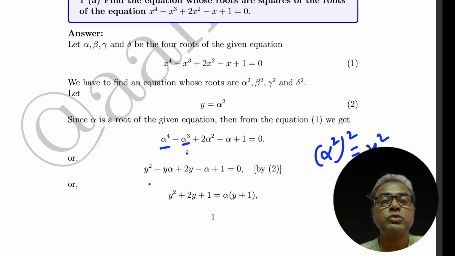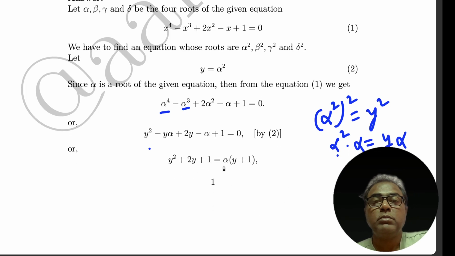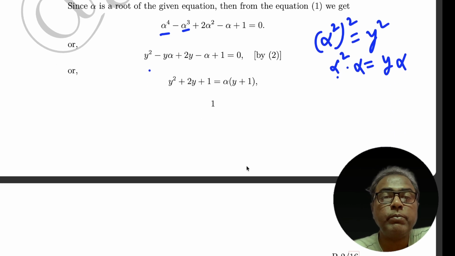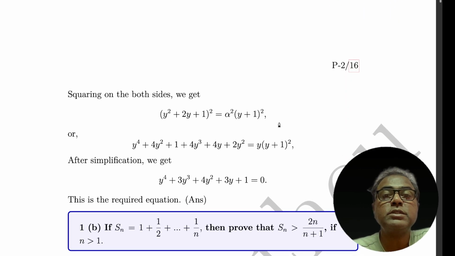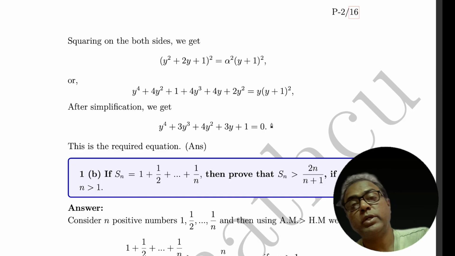Alpha cube equals alpha square into alpha, which is equal to y into alpha, and so on. So y square plus 2y plus 1 equal to alpha bracket y plus 1. Squaring on both sides and after simplification, we get the equation y to the power 4 plus 3y cube plus 4y square plus 3y plus 1 equal to 0. This is the required equation whose roots are alpha square, beta square, gamma square, and delta square.